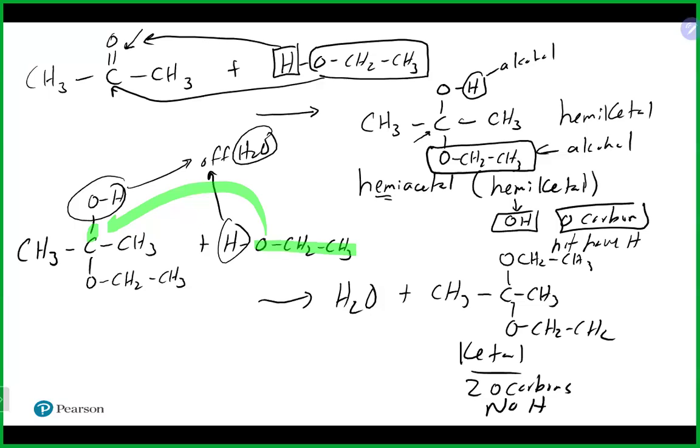A good way to remember it is that something called hemi should probably have an OH group on it. So we'll have the OH group on it. And if you had two alcohols, you'll go all the way to the end and you won't have any OH groups. You'll just have two oxygen carbon groups. Any questions on those reactions there?